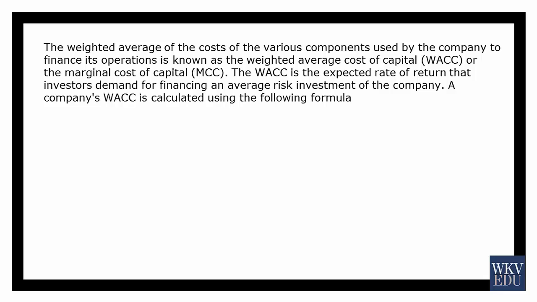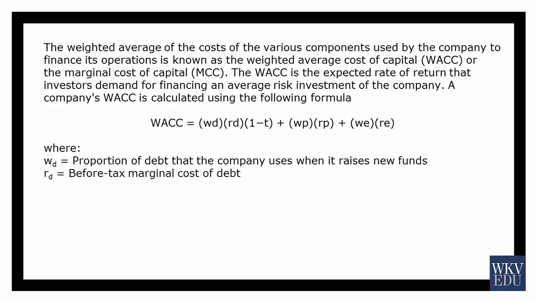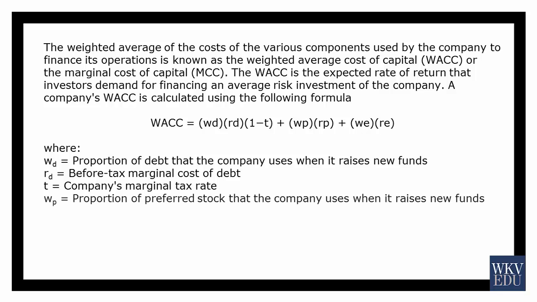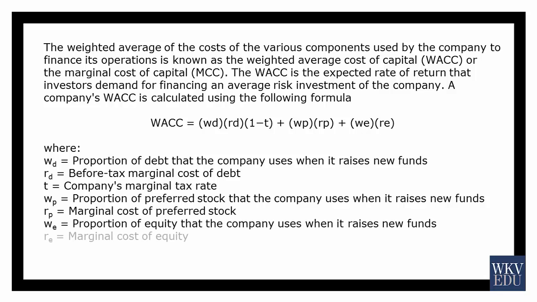The weighted average cost of capital is the expected rate of return that investors demand for financing an average risk investment of the company. A company's WACC can be calculated as follows, where WD is the weight of debt, RD is the return on debt, T is the tax rate, WP is the weight of preference shares, RP is the return on preference shares, WE is the weight of equity, and RE is the rate of return on equity capital. We'll now look at a simple example that will illustrate the calculation of WACC.